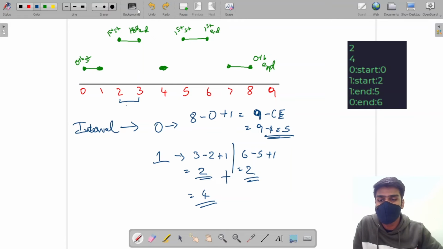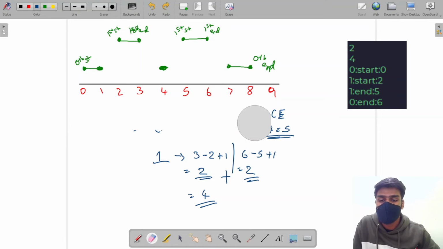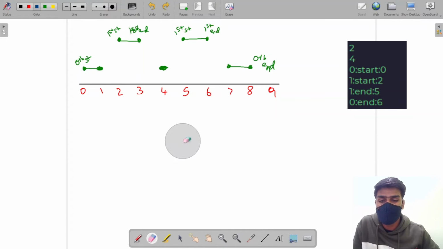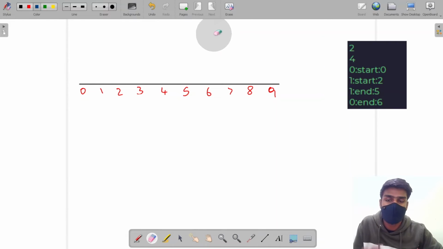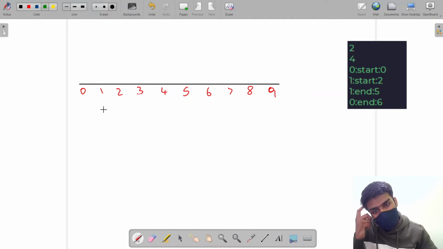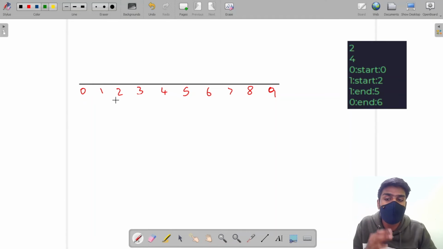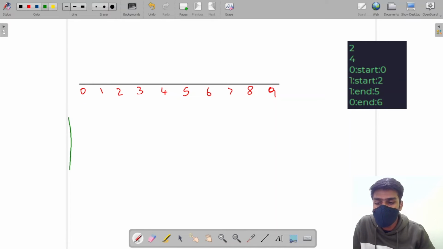So I hope you understood it. Now I will explain how we will solve it inside the code. I hope you have understood this now because we have taken 2 examples. So now we will see how we will solve it. I will use a stack.